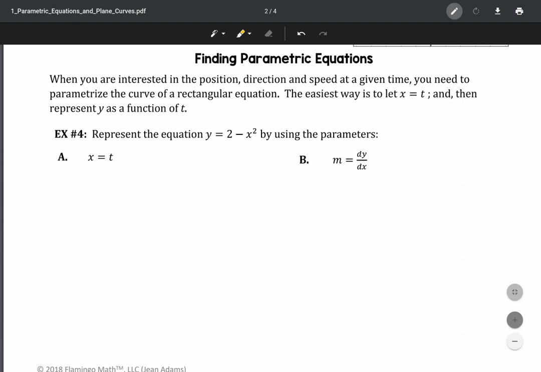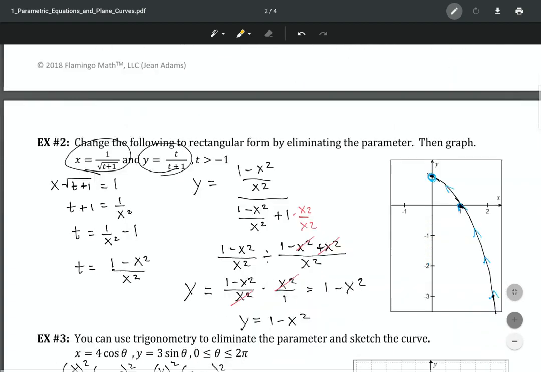Now, when we're finding parametric equations, the easiest way to do this is to let x is equal to t, and then represent the y as a function of t. So this is our equation right here, and we want to use the following parameters. So we want to rewrite this. Now, the first one's going to be really easy because all I have to do is replace this x with a t, and I'm done. So this is going to be t squared.